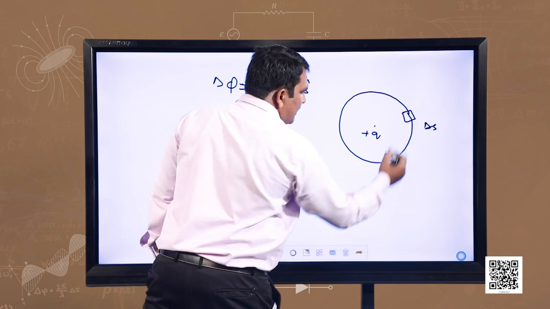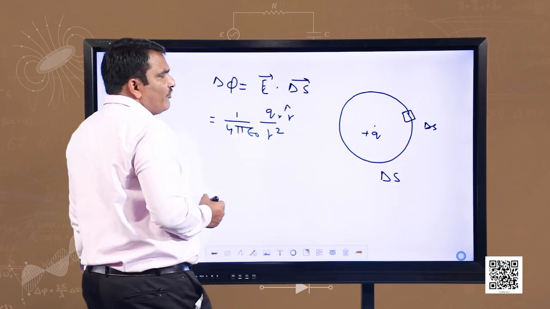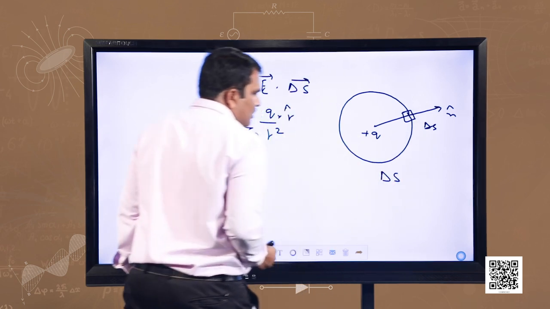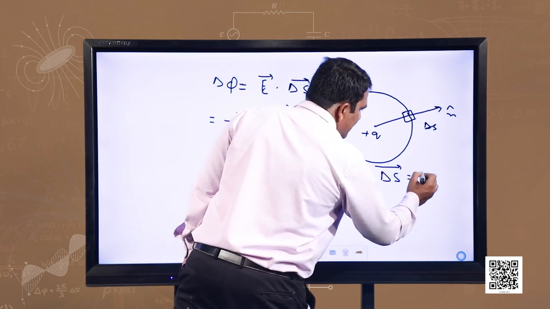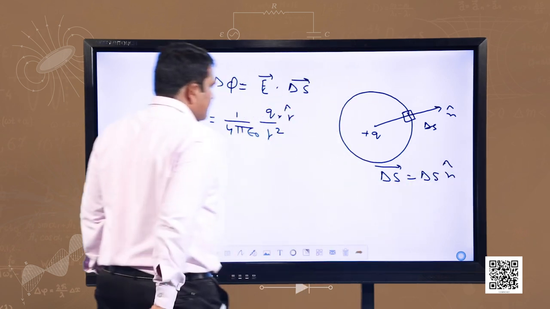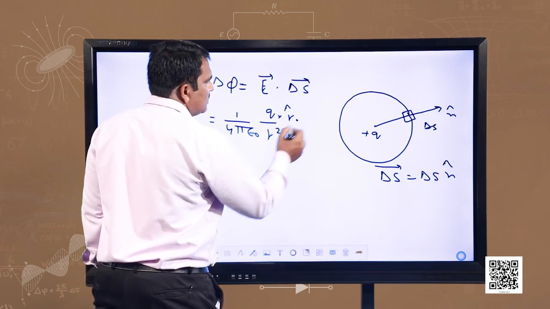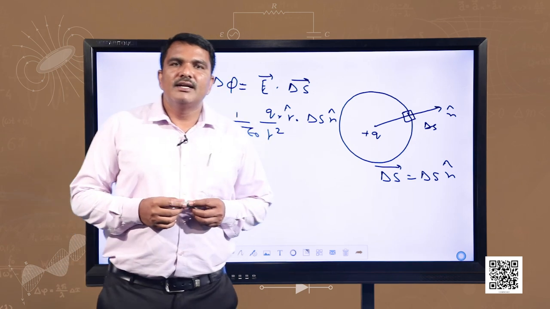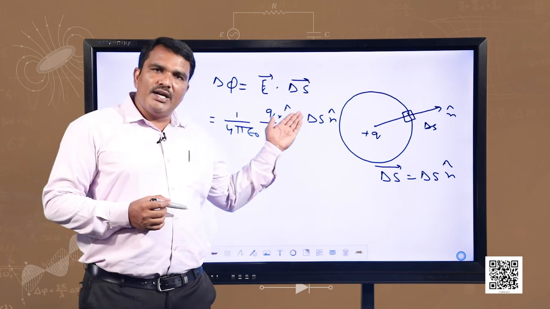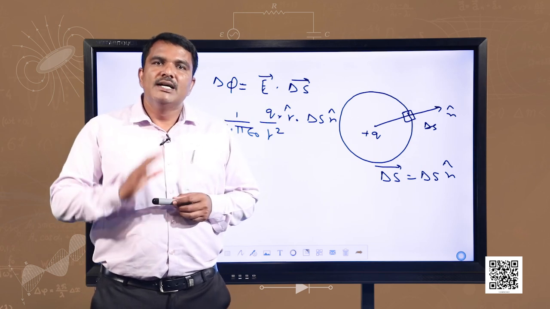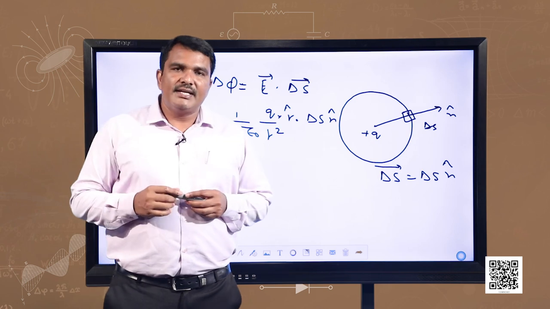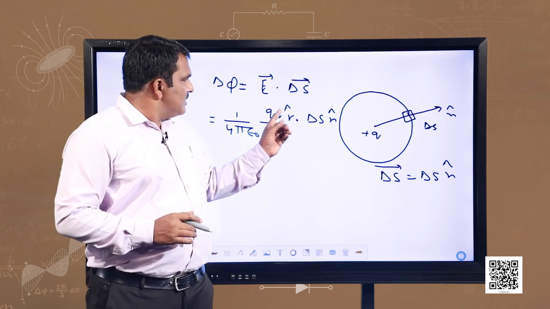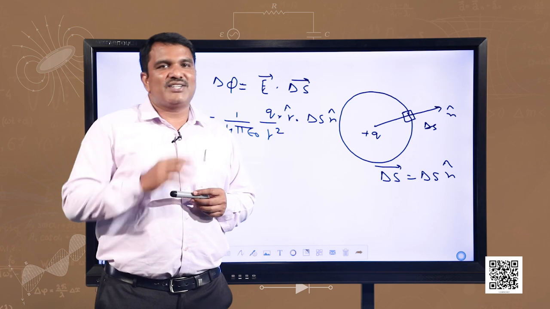Suppose the magnitude of this particular area is delta S and the direction of area is taken as in the direction of normal n cap. So, delta S vector can be written as delta S multiplied by n cap. So, we can put here dot delta S n cap, where we have used Coulomb's law for the electric field due to a single charge Q. Now, since the normal to a sphere at every point is along the radius vector at that point, the area element delta S and r cap have the same direction.